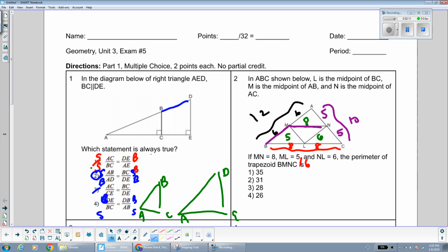We need the perimeter of this quadrilateral. So that's going to be 6 plus 8 plus 5 plus 16. And that is 35.